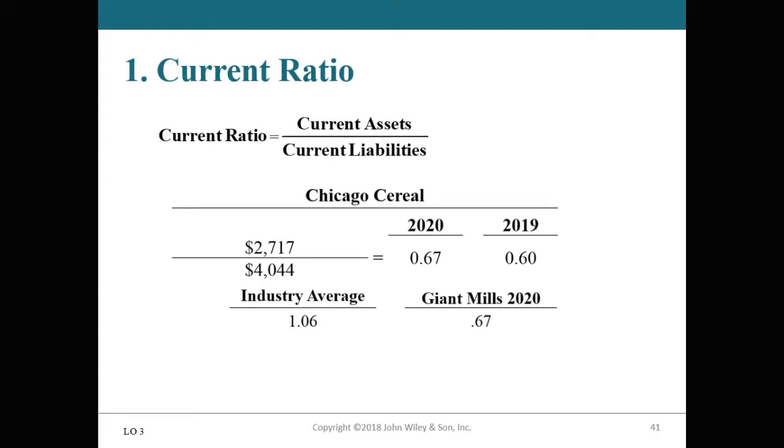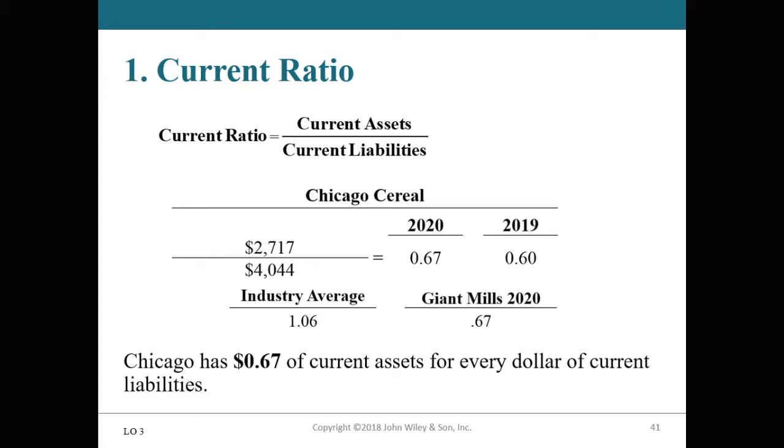The current ratio is a widely used measure for evaluating a company's liquidity and short-term debt paying ability. It is computed by dividing current assets by current liabilities. For Chicago Cereal, when we take their current assets and divide it by their current liabilities, it is 0.67, which is 67 cents of current assets for every dollar of current liabilities.